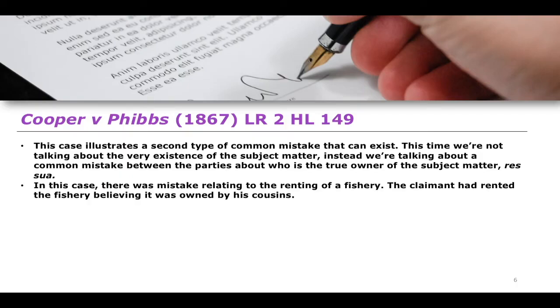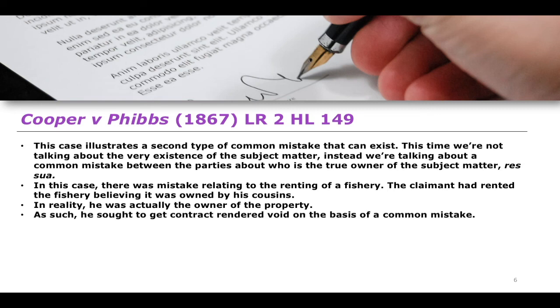So, in this case specifically, there was a mistake relating to the renting of a fishery. The claimant had rented the fishery believing that it was owned by his cousins. In reality, this wasn't true. He was actually the owner of the property. So he was renting it believing he didn't own the thing that he owned. He was renting his own property, essentially.